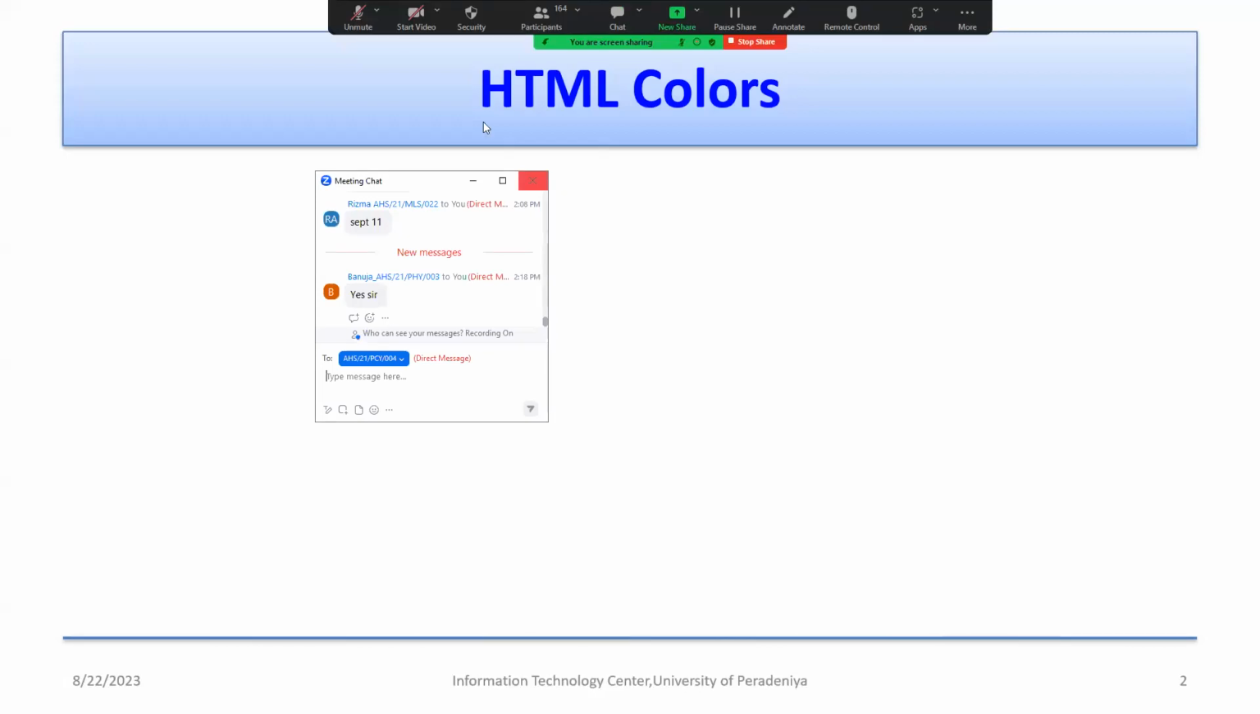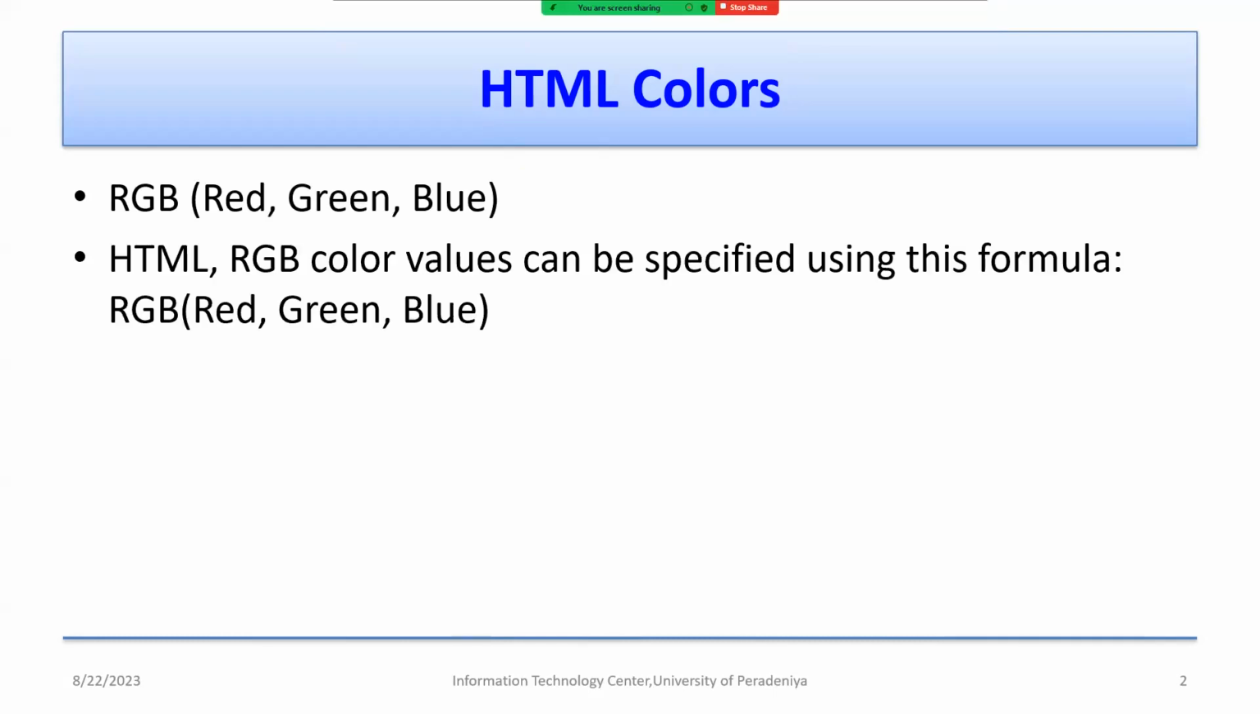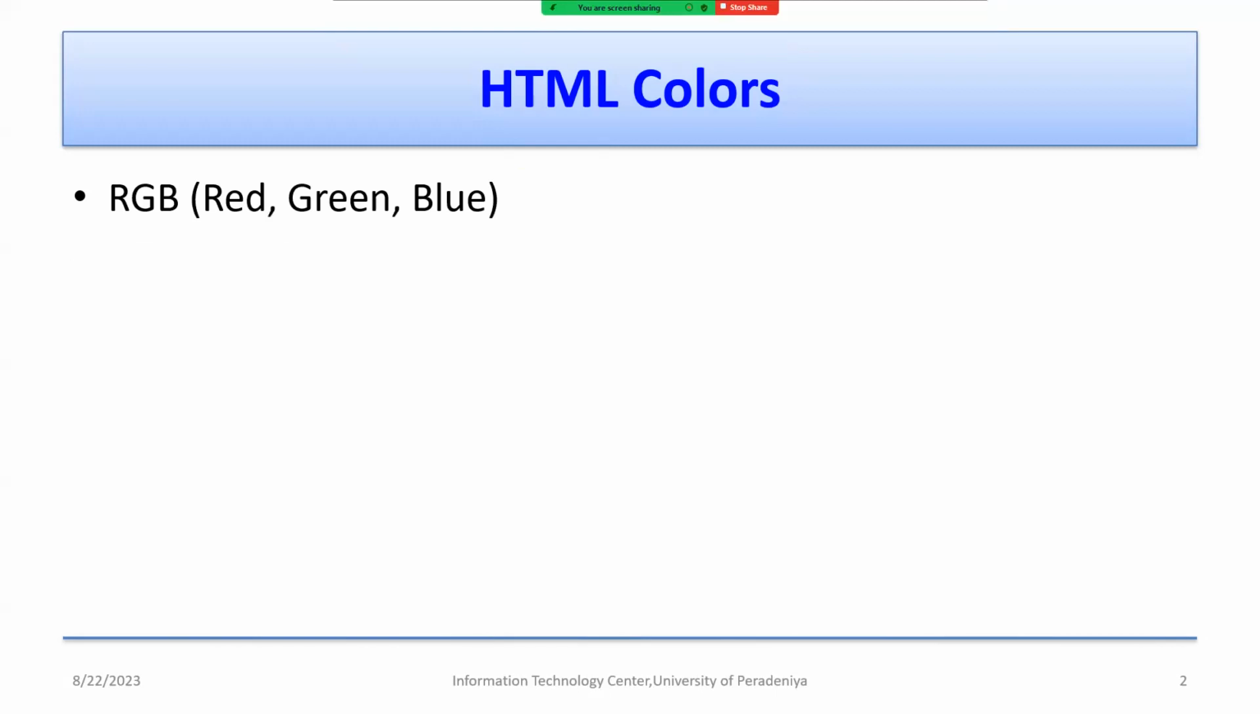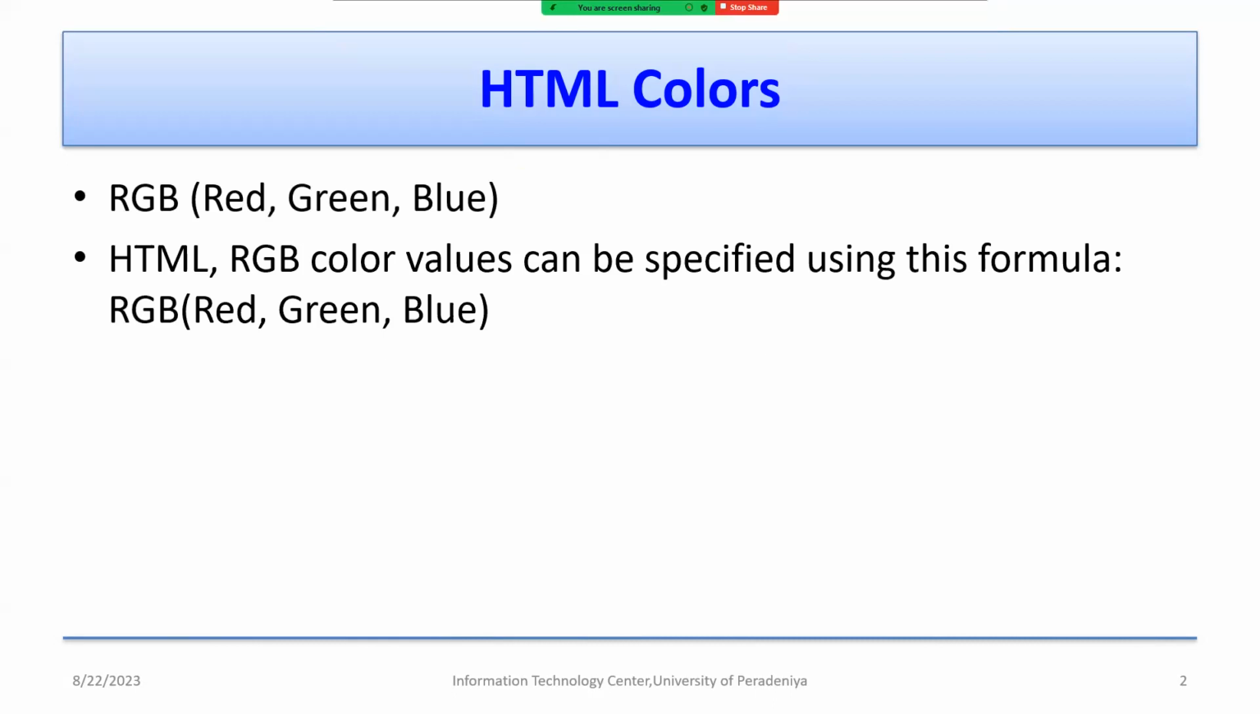Okay, next one is HTML colors, right? So how can we use HTML colors in our web page? As you know, there are three basic colors, red, green, and blue. Actually, in HTML we call it RGB, red, green, and blue. So in HTML, RGB color values can be specified using the following formula.